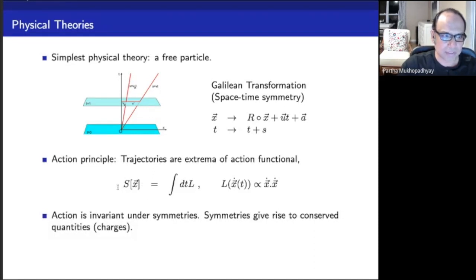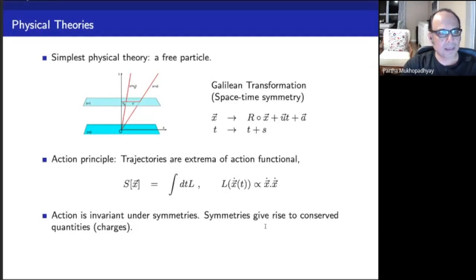Moreover, this action is invariant under the symmetry transformation. So you can check by inspection that this is invariant under these transformations. Now, symmetries are important because for every symmetry, there is a corresponding conserved quantity. In this case, the conserved quantity is the momentum or the velocity of the particle. And having conserved quantities means there are certain quantities which do not change in time, and the values help you classify all the physical trajectories. So this is a very powerful tool in understanding the physical motion.